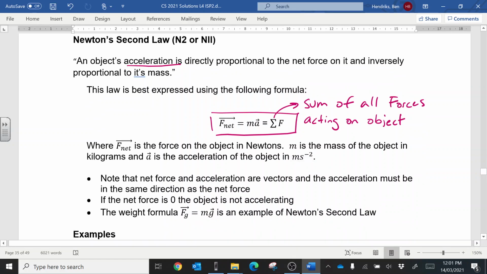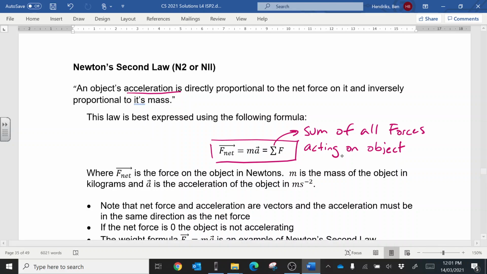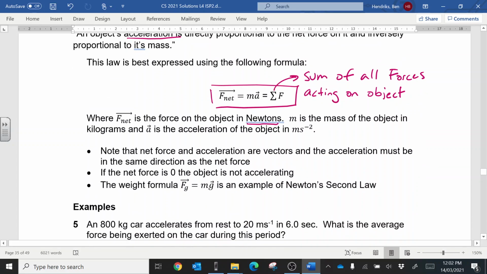F net has the SI unit newtons, named for Isaac Newton. M is the mass of an object in kilograms, and a is the acceleration of the object in meters per second squared. So they're all in SI units. Note that net force and acceleration are vectors, and the acceleration must be in the same direction as the net force. Whichever direction the overall forces add up to is the direction of the acceleration.